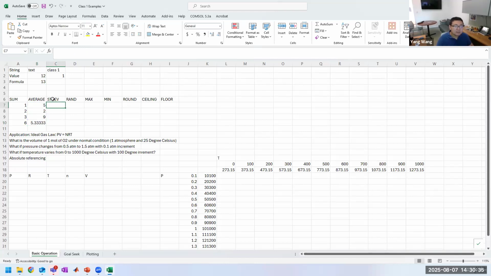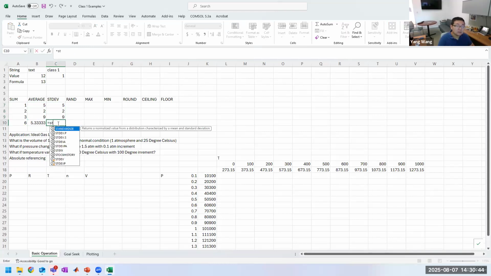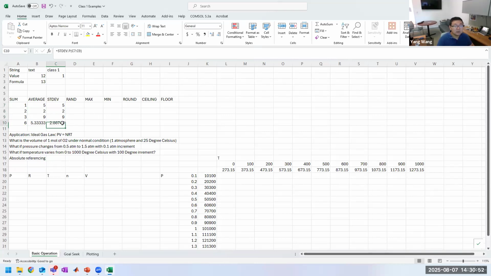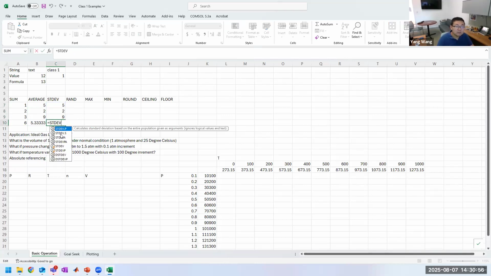Standard deviation, right? STDEV, right? So you can still copy these numbers and just Control C and Control V, and then STDEV. And normally, you will use the STDEV.P to calculate the standard deviation, right? So if you check the standard deviation, there are different definitions here, right? STDEV.P, STDEV.S. So there are differences in terms of the calculation for the standard deviation.